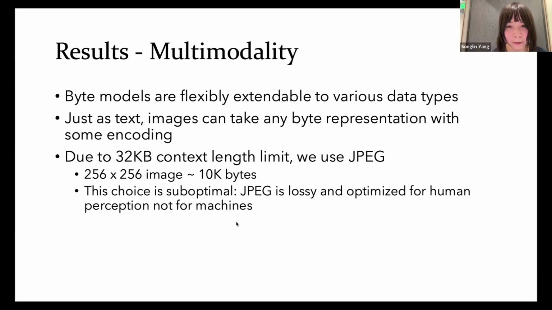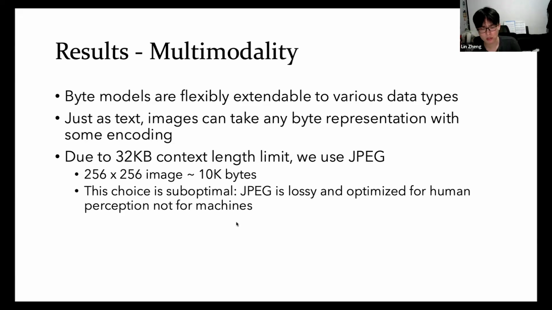I see. So this is the maximum sequence length that you can support without context parallelism. Yeah, kind of. It works like a very hard limit, because for many different data types like audio and videos, we cannot fit the raw bits into a single context. So that's also why we chose some lossy compression algorithms to do that.